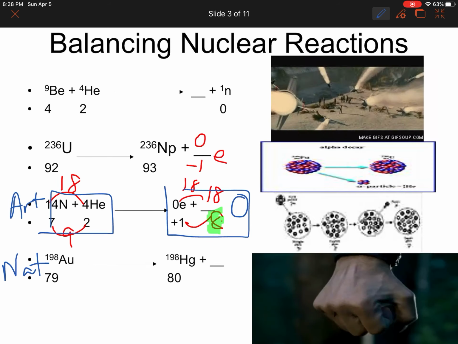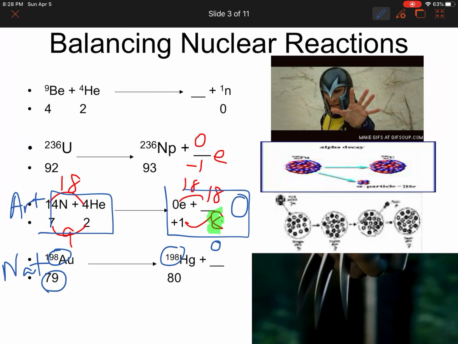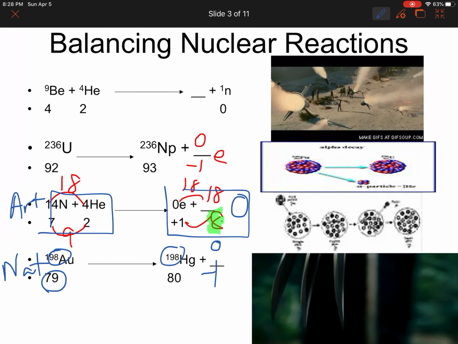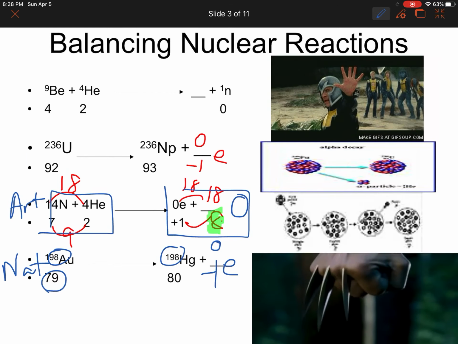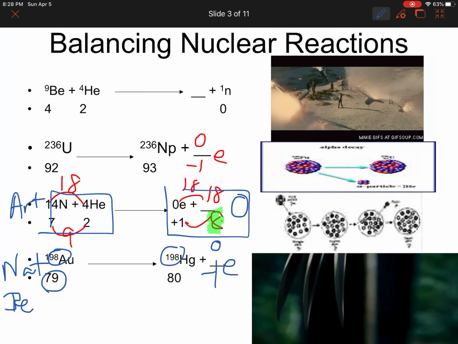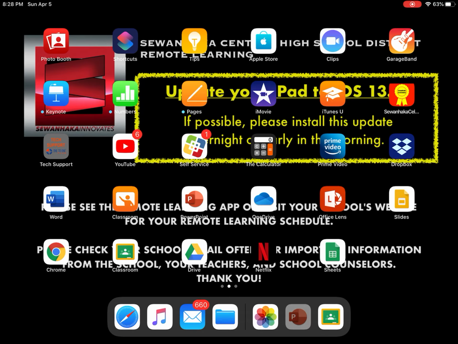So 198, 198, that's 0. 79 is the atomic number on the right, 80 on the left. 80 + what's 79? -1. According to table O, that's 0, -1e. That is a beta decay. Beta decay. I know, my handwriting's terrible. Fine. All right, let's move on.